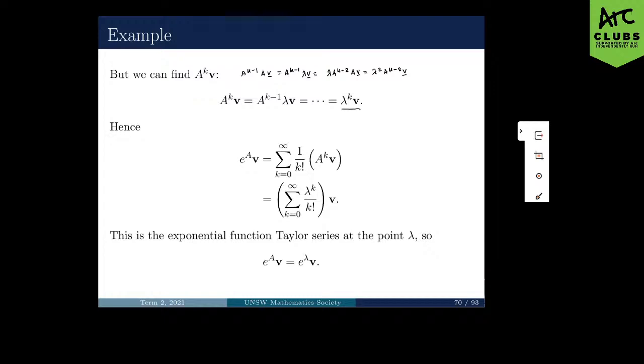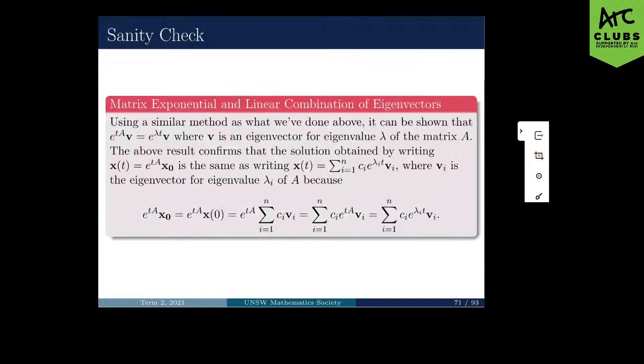So we can replace the A to the power of k's with lambda to the power of k's, and what we're left with is the Taylor series expansion of e to the power of lambda, and so we can say that e to the power of A times v is equal to e to the power of lambda times v. This result is nice because it shows us that the two different methods that we use to generate solutions to the constant case matrix ODE are actually the same thing.